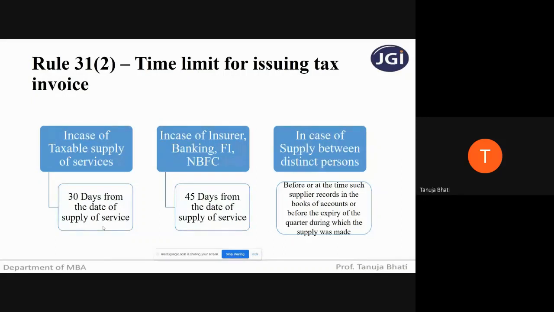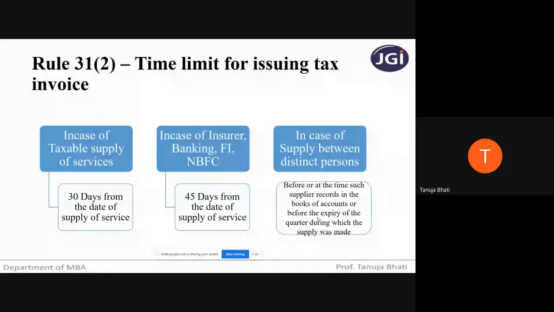Then in case of insurer, banking, financial, non-banking financial institution, a 45 days limit is given. And in case of supply between distinct persons, it is before the supplier records such supply in the books of his accounts, or at the expiry of the quarter in which the supply is made.